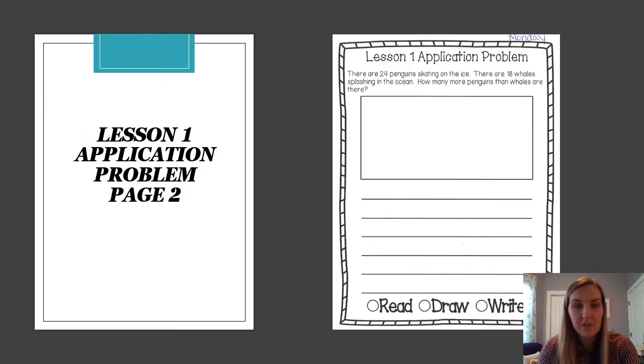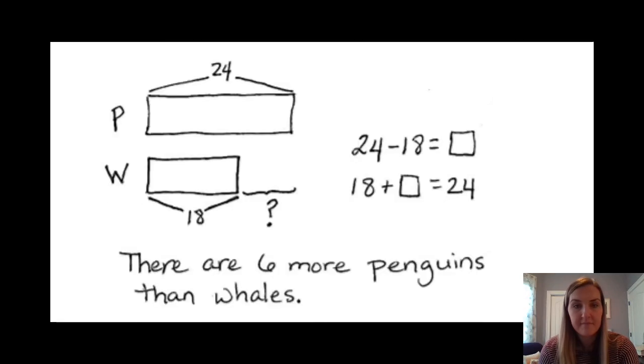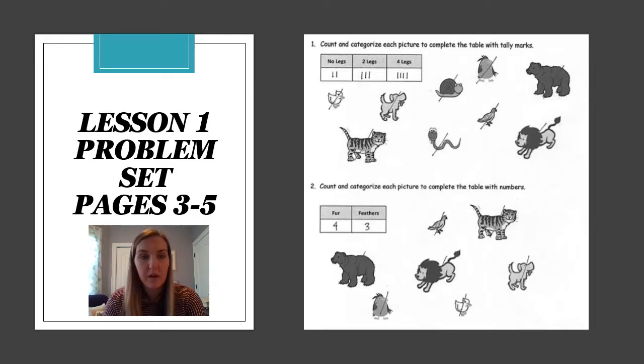Lesson 1 application problem, page 2. There are 6 more penguins than whales. Lesson 1 problem set, pages 3, 4, and 5. Here is page 3, problems 1 and 2. Filling in the data table. Number 1 uses tally marks. Number 2 uses numerals.